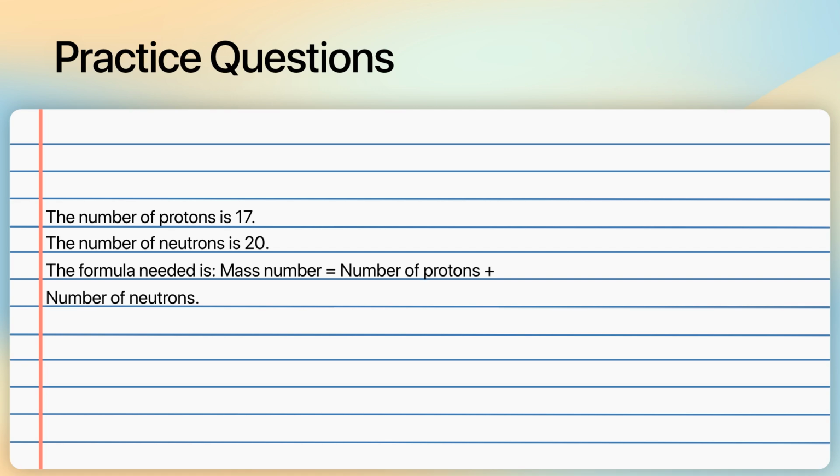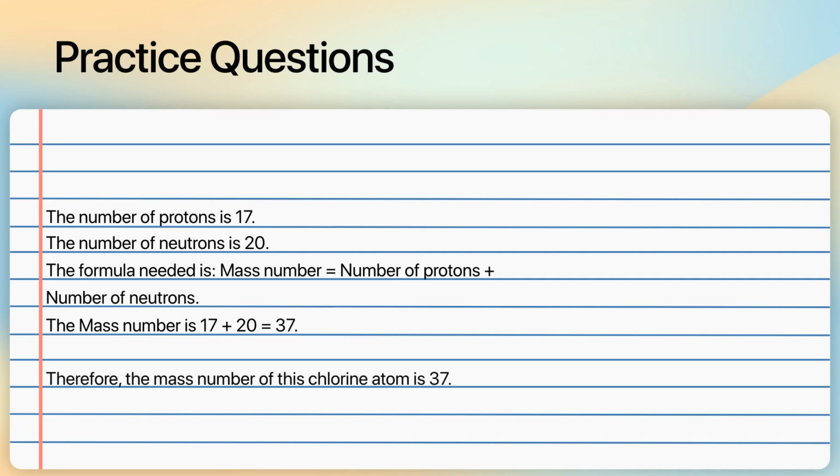Here's the solution. Firstly, we identify the number of protons, which is 17. Then we identify the number of neutrons, which is 20. Finally, we use the formula. Mass number equals number of protons plus number of neutrons. To calculate the mass number, 17 plus 20 equals 37. Thus, the mass number of this chlorine atom is 37.